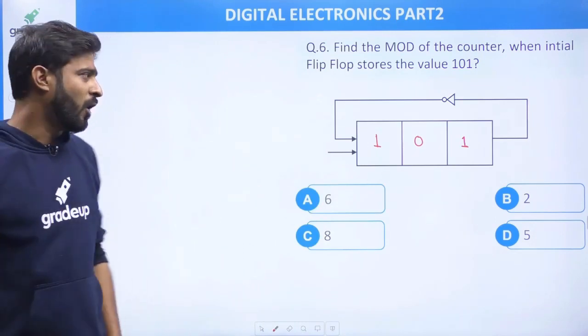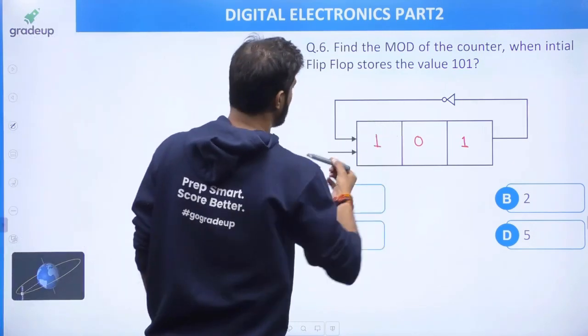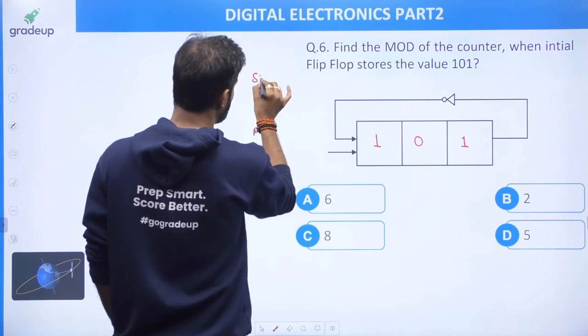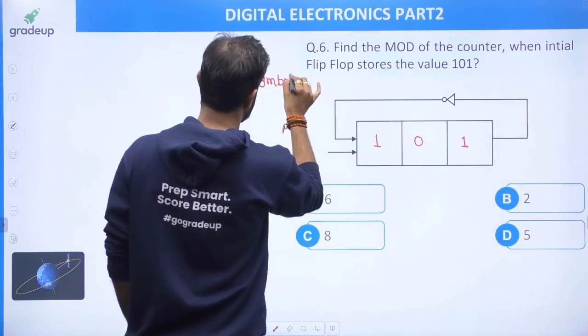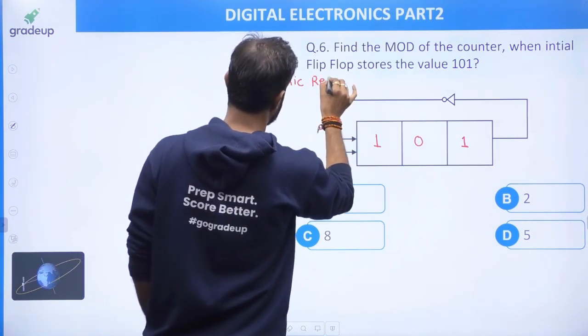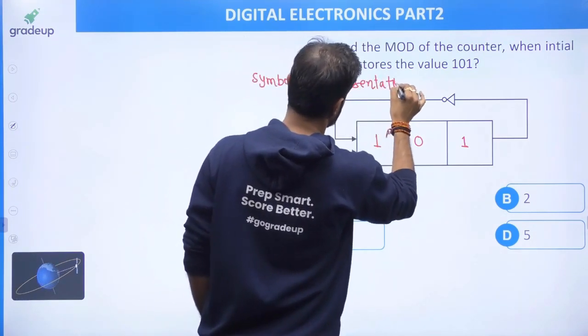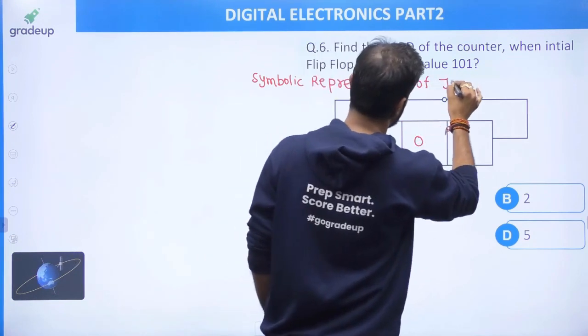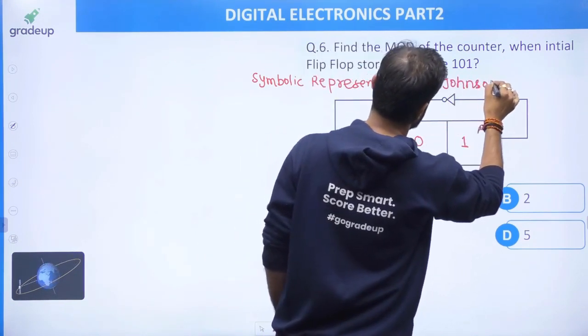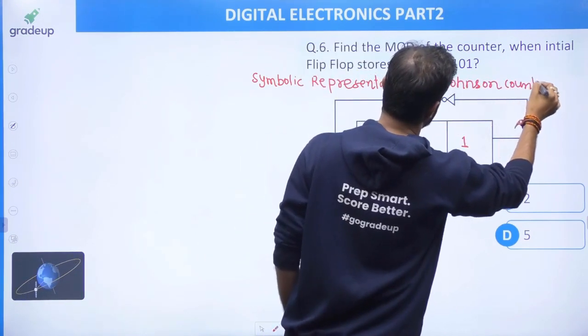Very good. Of course, if you know this circuit, it is just a symbolic representation of the Johnson counter. And we know that the Johnson counter has other names also.